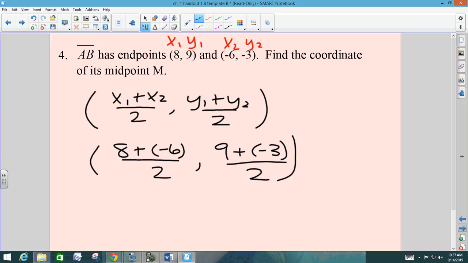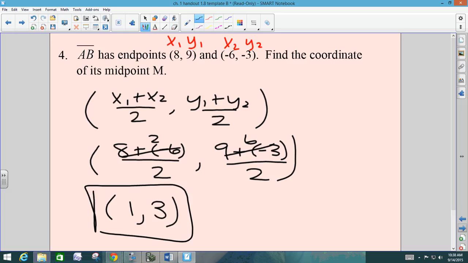Simplify. 8 plus -6 is 2, over 2 becomes 1. 9 plus -3 is 6, over 2 is 3. There's the midpoint of segment AB. You could have a negative value now, yep. Exactly. Make sure you put your answers in parentheses, because it's an ordered pair and that's the notation.